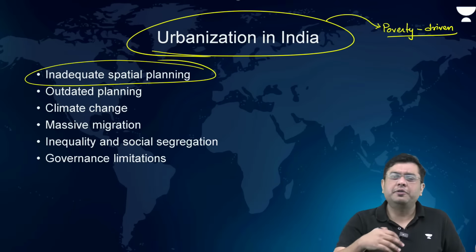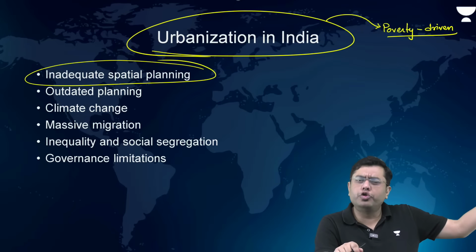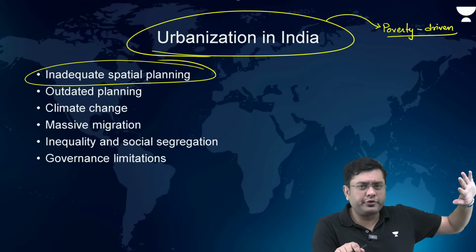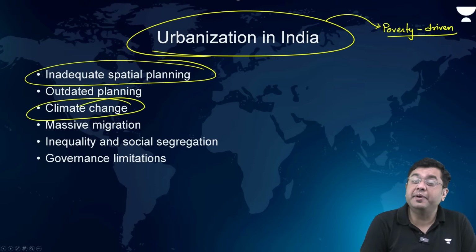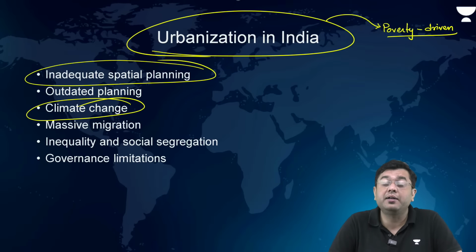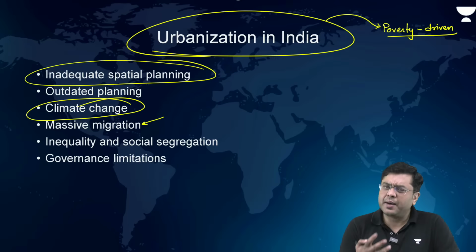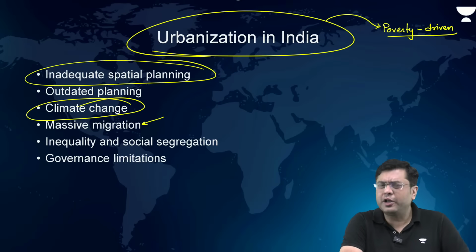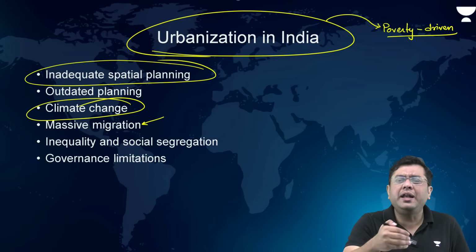So as a consequence of that, what happens? Marginalization of the poor population. They are forced to live in the very outskirts of the urban areas. There is also the impact of climate change, which is putting a lot of strain on urban resources, be it groundwater availability, be it energy availability, all of that. There is a massive migration that urban areas have to support, and this is particularly because the number of urban areas in our country is absolutely limited.